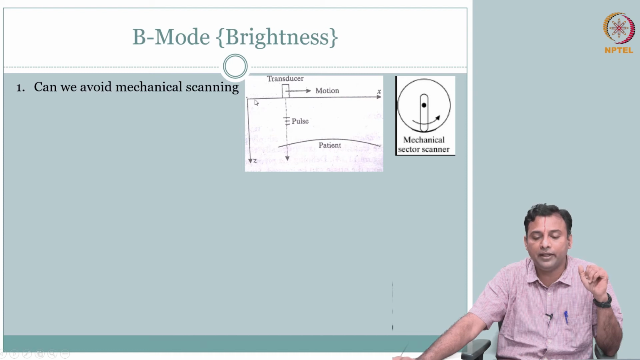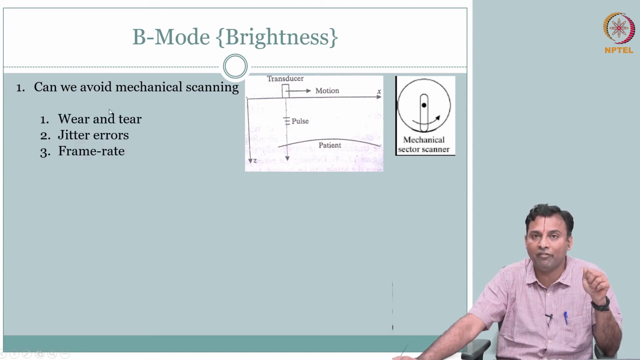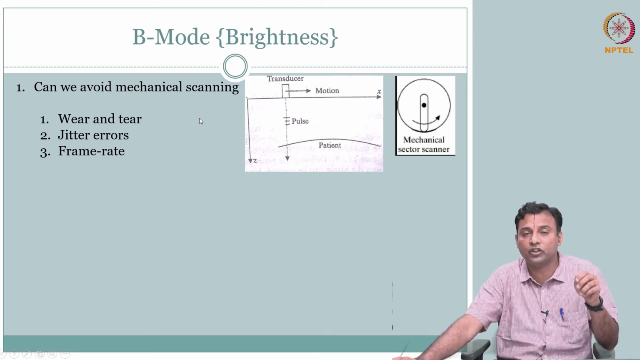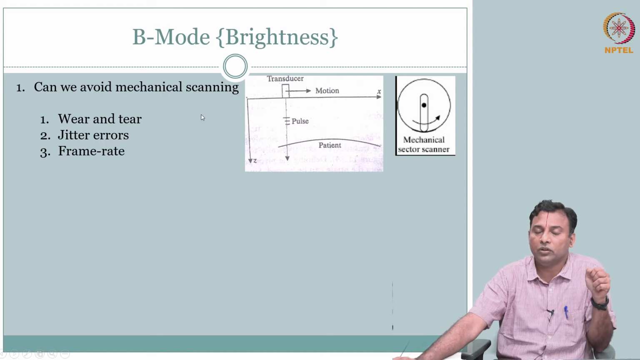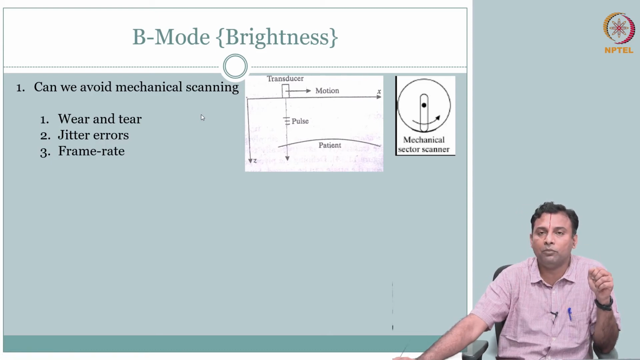So can we avoid, instead of doing this mechanical scanning, very similar if you look at it from first generation CT to the advanced CT that we covered. Similarly, you had one transducer and the transducer had to be moved. Can we avoid this? In fact, there are a lot of disadvantages, right, because you have wear and tear of the mechanical parts, motors, and then you could have jitter error because you are moving, stopping, taking the data. So unless you completely come to a halt, you will still have start and stop, so there will be some errors.